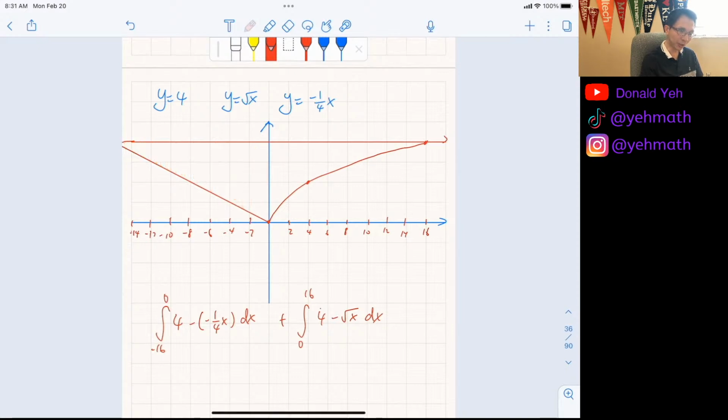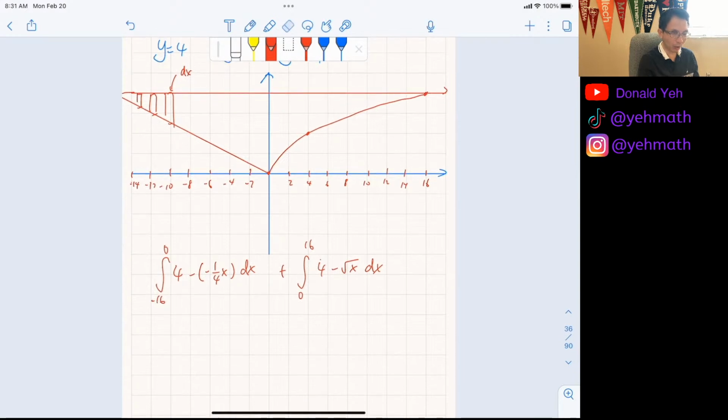But each slice that you do is a small change of x. So it's dx. dx means delta x, the change of x. So you're adding each individual slice of dx, and you're adding up from negative 16 to 0. Got it?